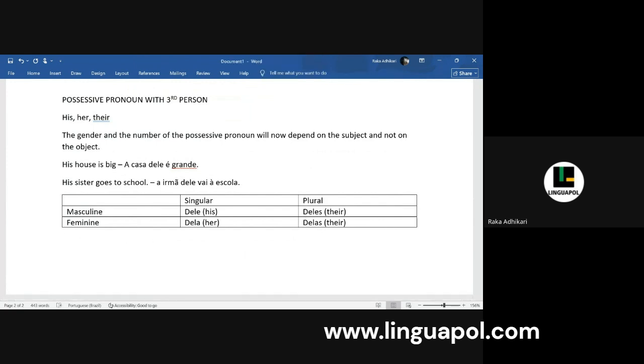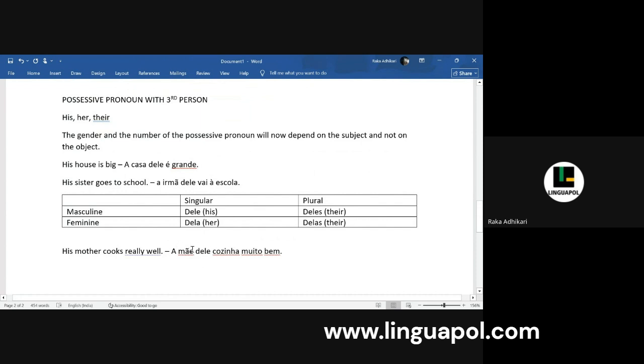So now let us look at dele and dela. If I say his mother cooks really well, a mãe dele cozinha muito bem.